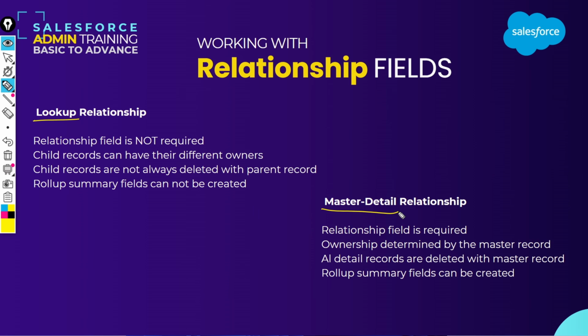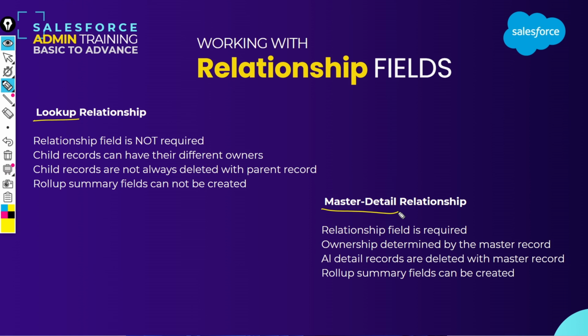Now, why do we have these 2 types of relationship fields available? While the overall purpose is the same, these 2 have different attributes. Lookup relationship is a generic parent-child relationship created between 2 objects. Master detail is a special type of relationship with some special attributes. So let's quickly understand what we get with lookup and what we get with master detail, and then decide which relationship field is right for us.